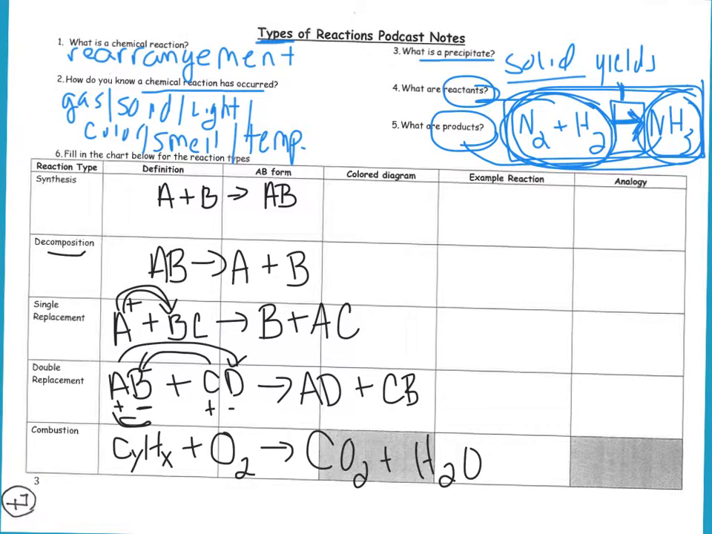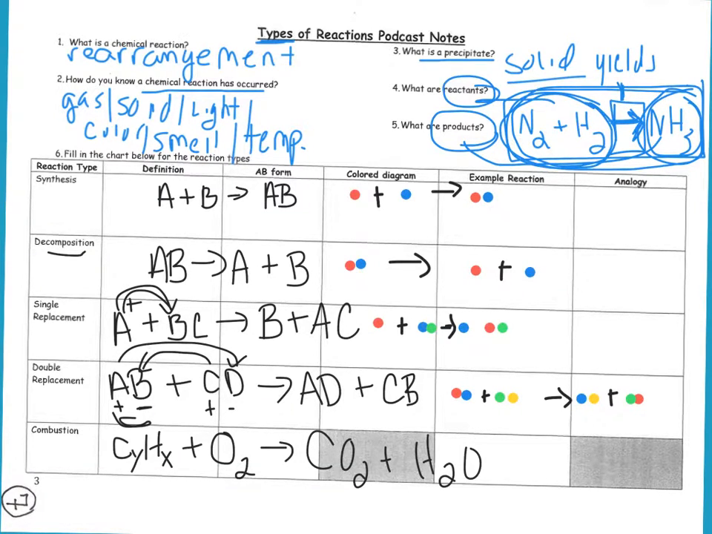So when you look at these 5 different AB forms, these are just the general forms of 5 different types of chemical reactions. And the first thing you're going to have to be able to do is look at a reaction and decide which of these 5 types it is. Now here I have colored diagrams of the reactions, which I will show you in a better image shortly. But let me explain the color diagrams, and you can choose how to put it into your notes.